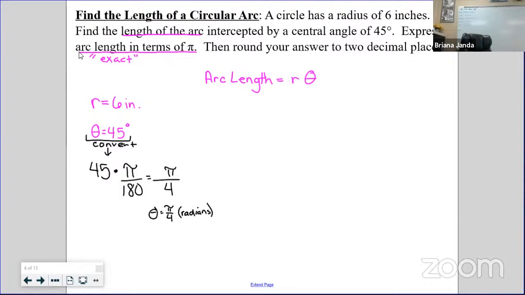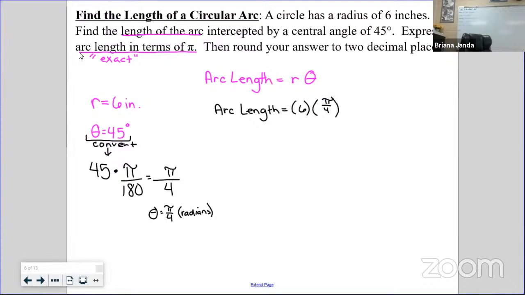The number one mistake people are going to make is just putting the 45 degrees into the formula without converting. It's easy to do. You see numbers, you put them in the formula. We make that mistake, okay? All right, so our arc length then, we can now put in these numbers. Radius was 6. We now know that theta is pi over 4.